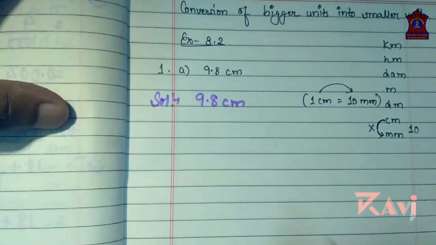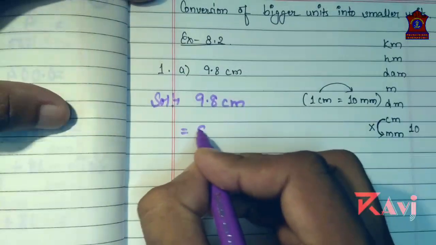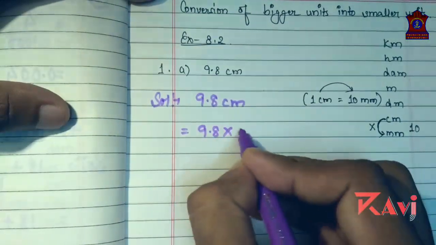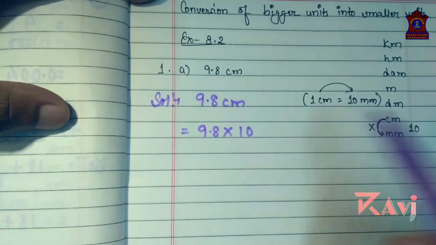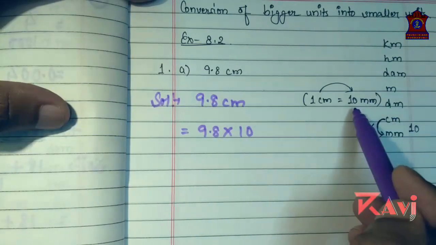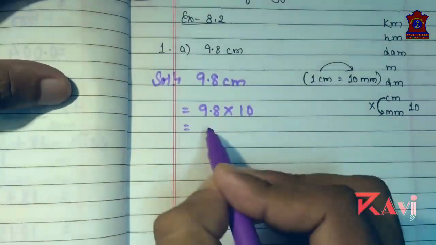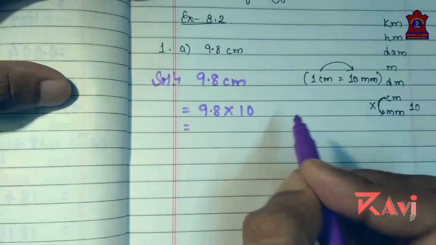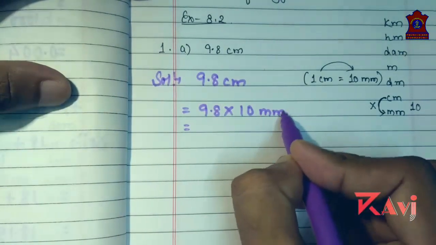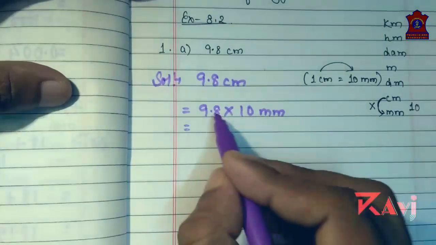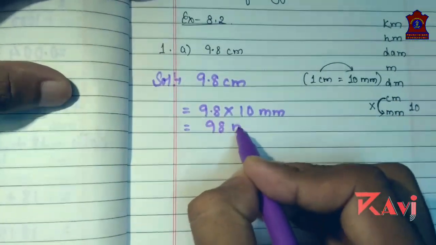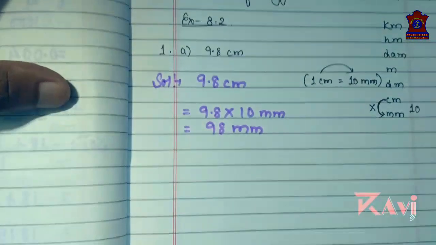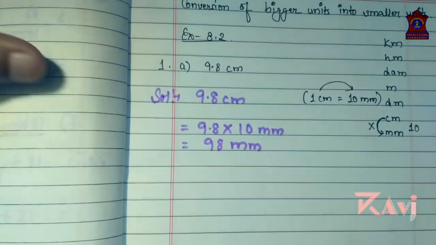Okay, so what you need to do? 9.8 into 10. I have already told you, whenever we are converting from bigger to smaller, we are multiplying. So it will be multiplied by 10. So 9.8 into 10 millimeter equals 98 millimeter. This is the solution. This is the way you have to solve this question.